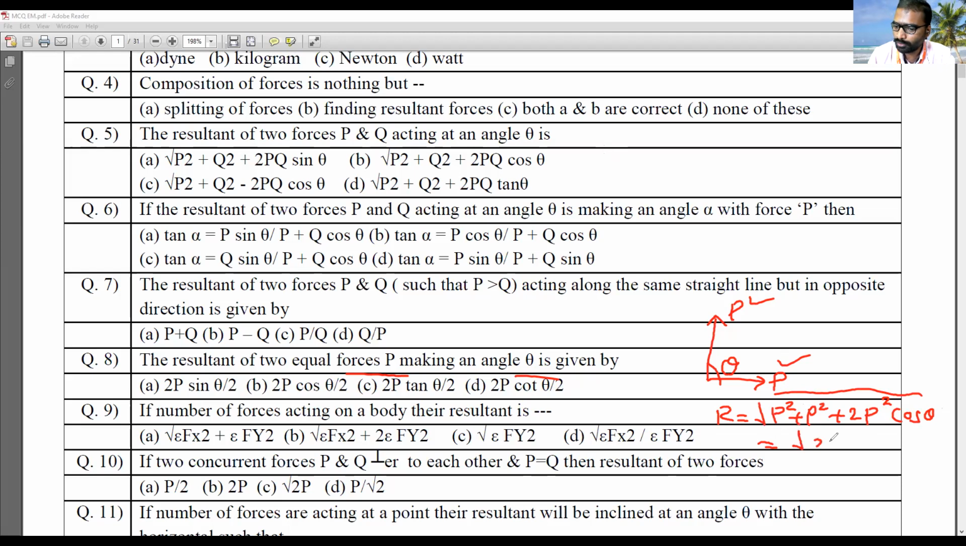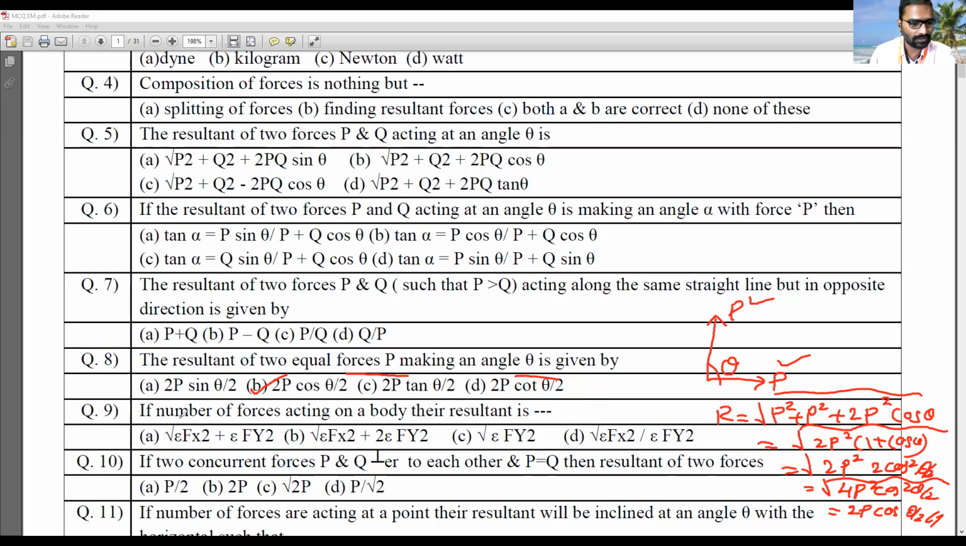So here what you will get? 2P square outside, and inside the bracket 1 plus cos theta. What is 1 plus cos theta? That is 2 cos square theta by 2. So 2 into 2 is 4, under the root of 4P square cos square theta by 2. When you take the square root, we get 2P cos theta by 2. Are you getting it, everyone? Yes, sir. So the answer is 2P cos theta by 2. Is it clear, everyone? Okay.